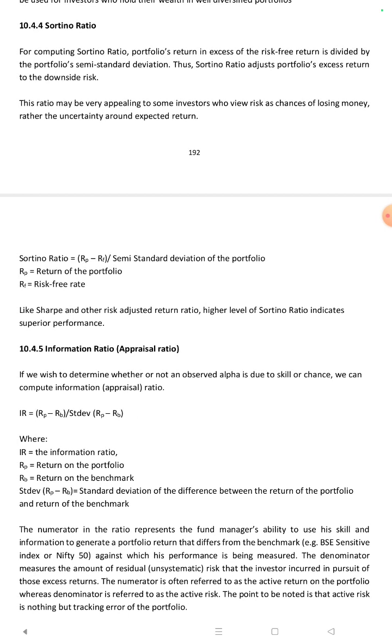For computing the Sortino ratio, the portfolio's return in excess of the risk-free return is divided by the portfolio's semi-standard deviation. In Sharpe, it was (RP minus RF) divided by standard deviation of the portfolio. In Treynor, what is it? (RP minus RF) divided by beta of the portfolio. In Sortino, it comes to (RP minus RF) divided by semi-standard deviation of the portfolio. Sortino adjusted portfolio excess return.